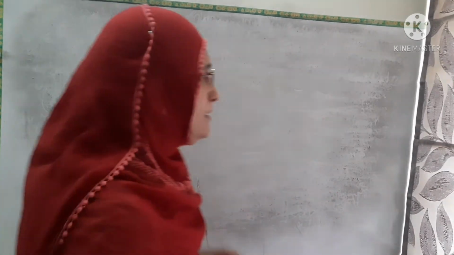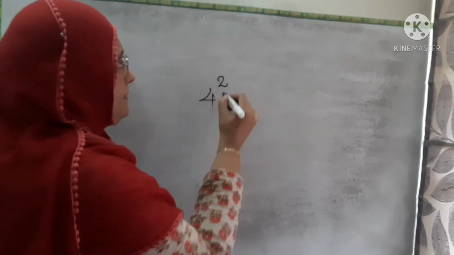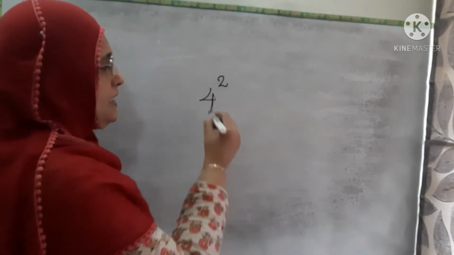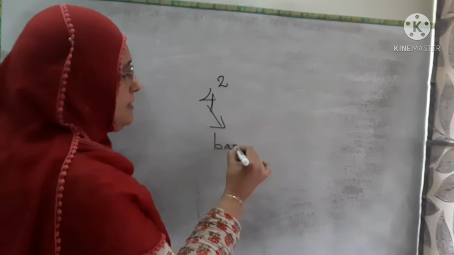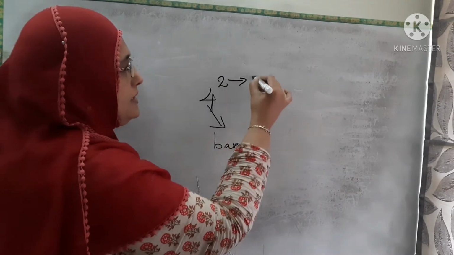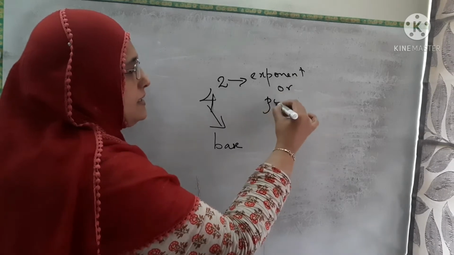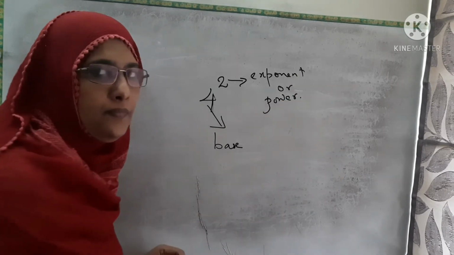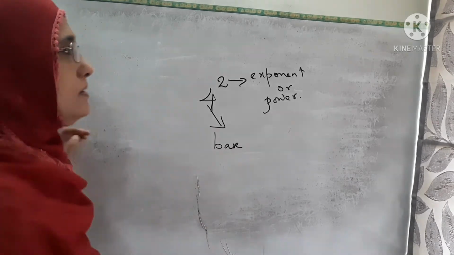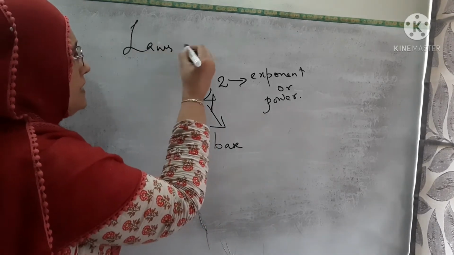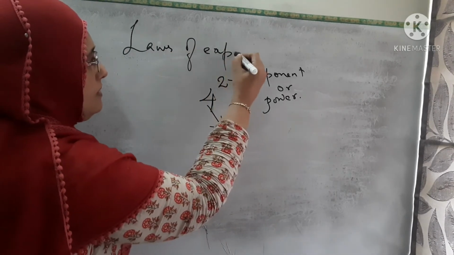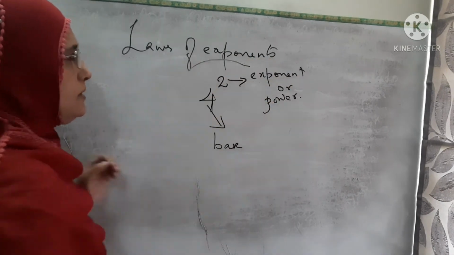Hi, good morning. Today we continue our chapter, exponents and powers. Do you remember exponents and powers? If you write a number like 4 squared, what is 4 here? 4 is the base and 2 is the exponent, also known as the power. Now today we will study some laws of exponents. There are certain laws for these exponents. Today we will study that.